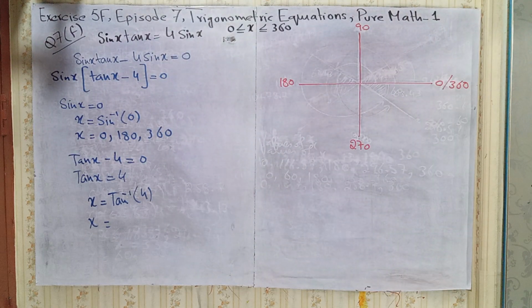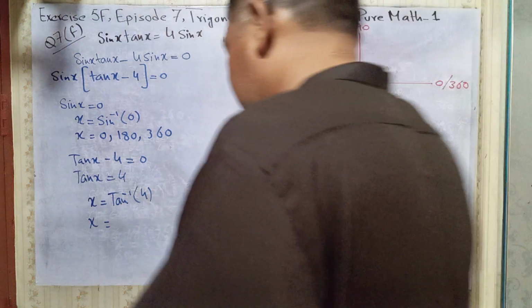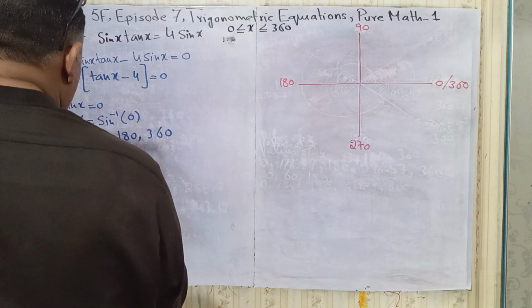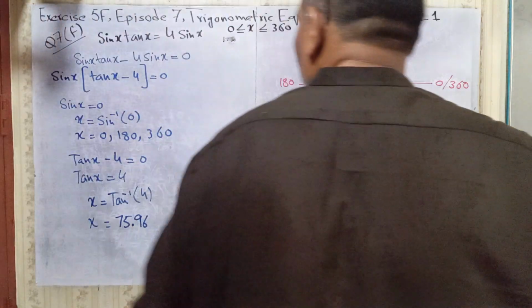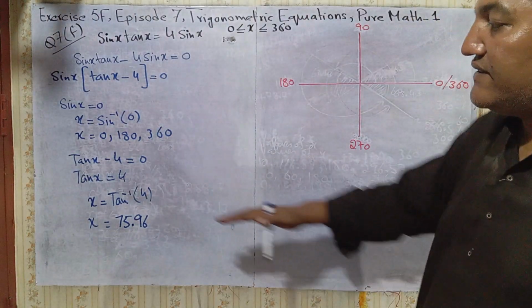So the x will be equal to, we will use our calculator. The calculator must be set in degrees, because you see, all this question is in degrees. So shift tan, bracket open, 4, bracket close, equals, is 75.96. So this is an acute angle, and you see this tan is positive.